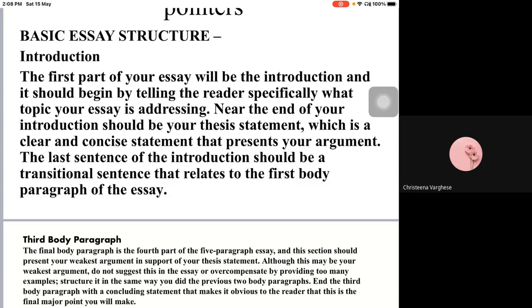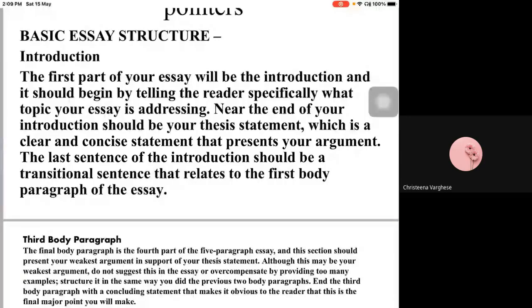Then the last sentence in this paragraph, that's a body paragraph also, should be transitional, which leads the argument into the next body paragraph. And then you go on to the second body paragraph, okay? The third part of your five paragraph essay should present the second most compelling argument in your thesis. The first sentence should tie into the transitional sentence in the first body paragraph, and you should clearly state the argument you're presenting in this paragraph near the beginning of the paragraph.